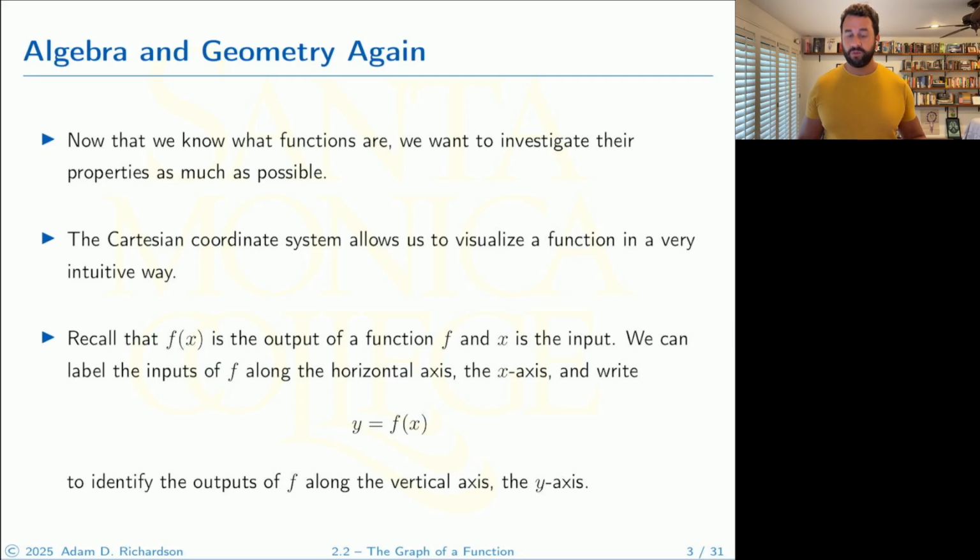So what we can do is we can label the inputs of f along the horizontal axis. We'll call it the x-axis because our inputs are x. And we can write y equals f of x to identify the outputs of f, along the vertical axis, which we call the y-axis because we used this letter y. All right, so inputs are labeled along the horizontal axis, outputs are labeled along the vertical axis.